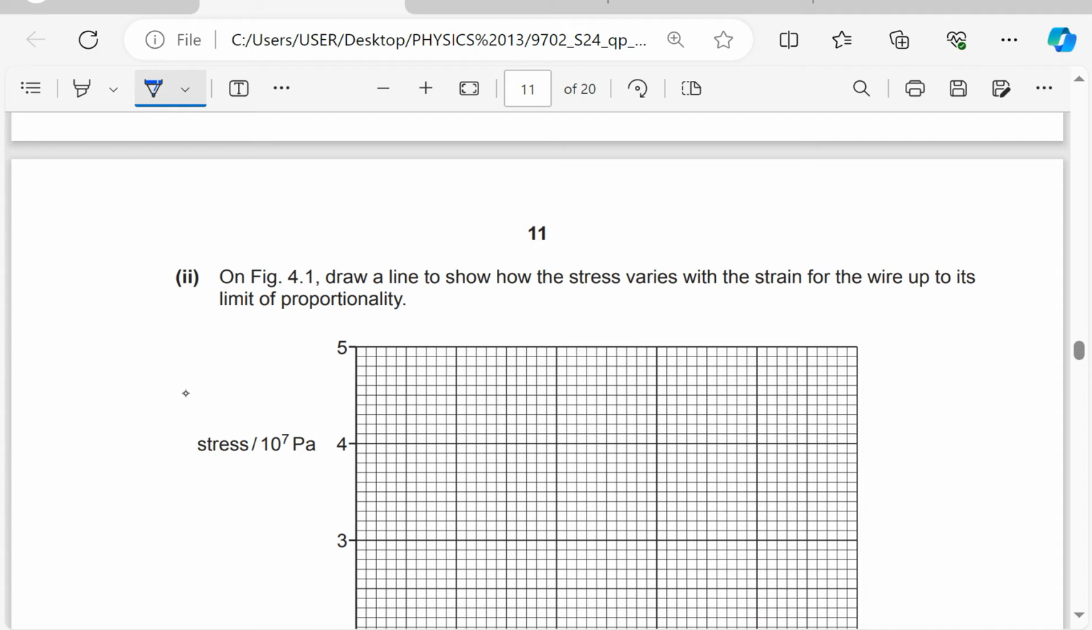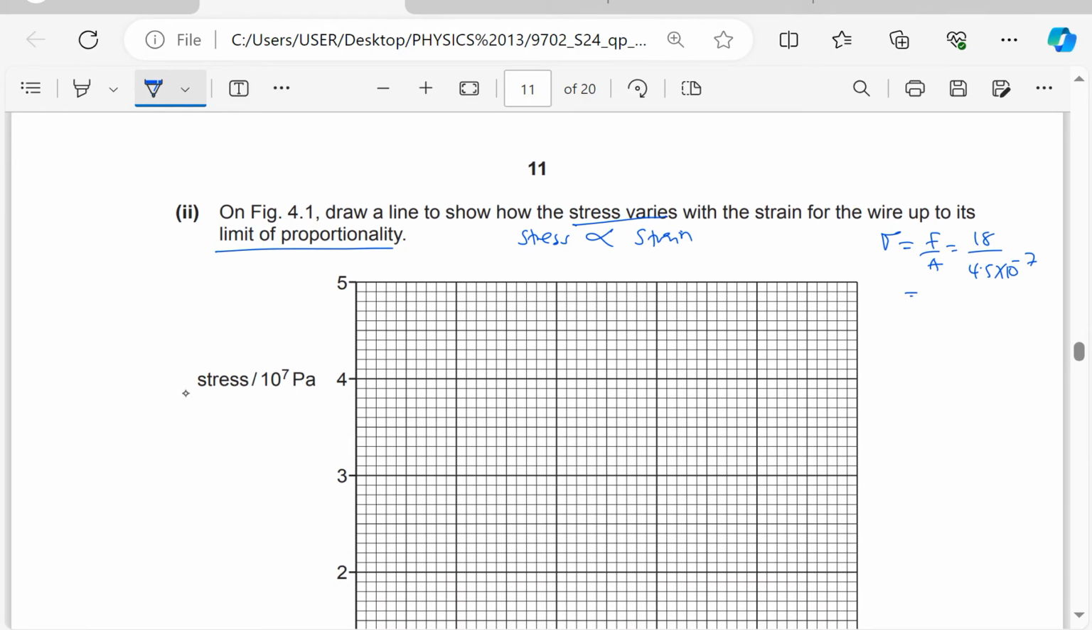On figure 4.1, draw a line to show how the stress varies with the strain for the wire up to its limit of proportionality. Of course, up to its limit of proportionality, the stress must be directly proportional to the strain. So it should be a straight line. So we can first find the stress. Stress is force over area. And remember, the force was 18, the area was 4.5 times 10 to the power of negative 7. So what is the stress corresponding to that strain? Let me just press my calculator here.